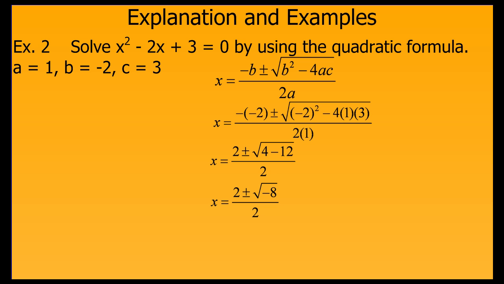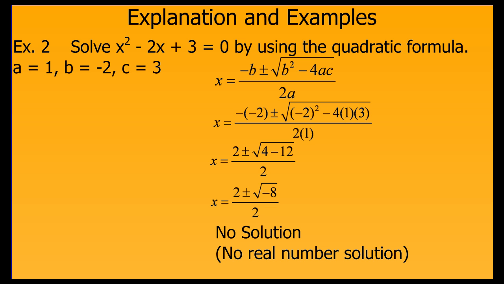But now we notice that we have to take the square root of a negative number. Since any real number squared will be positive, we can't do that. So we say we have no solutions. But to be perfectly accurate, we should say we have no real number solutions.